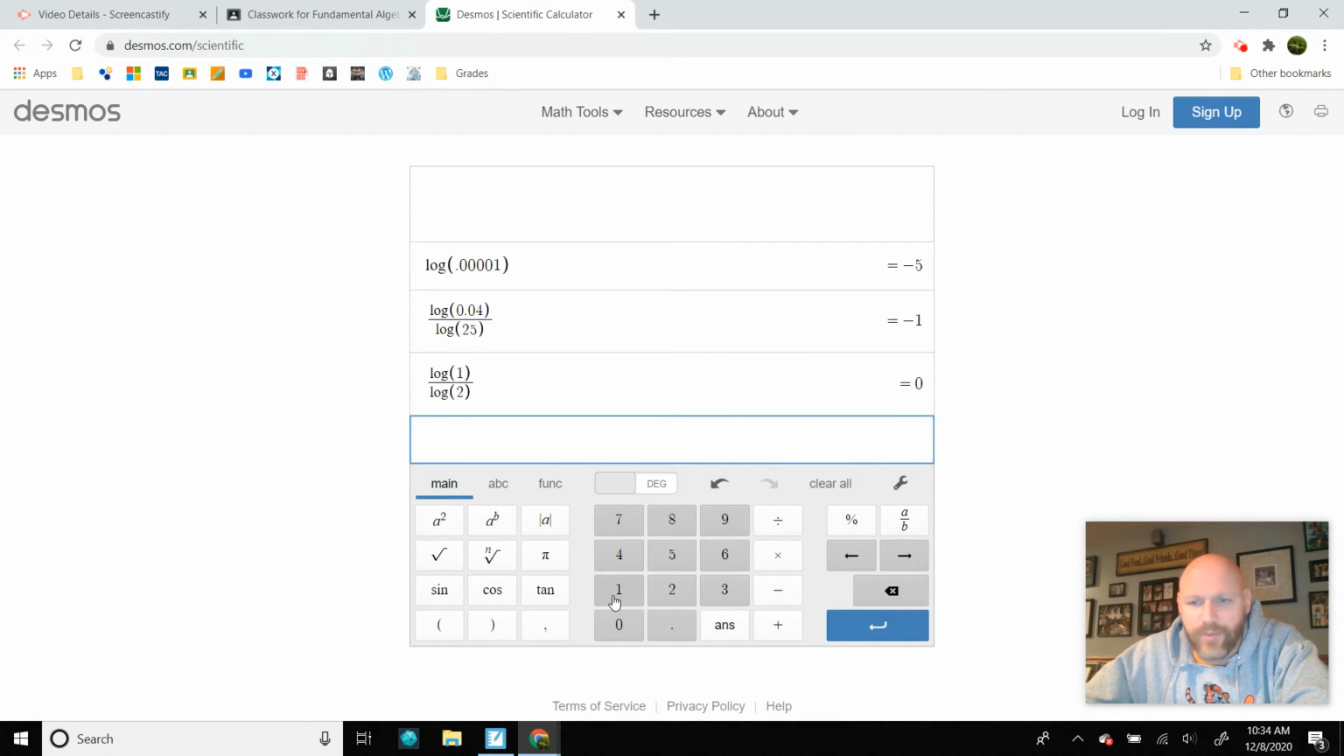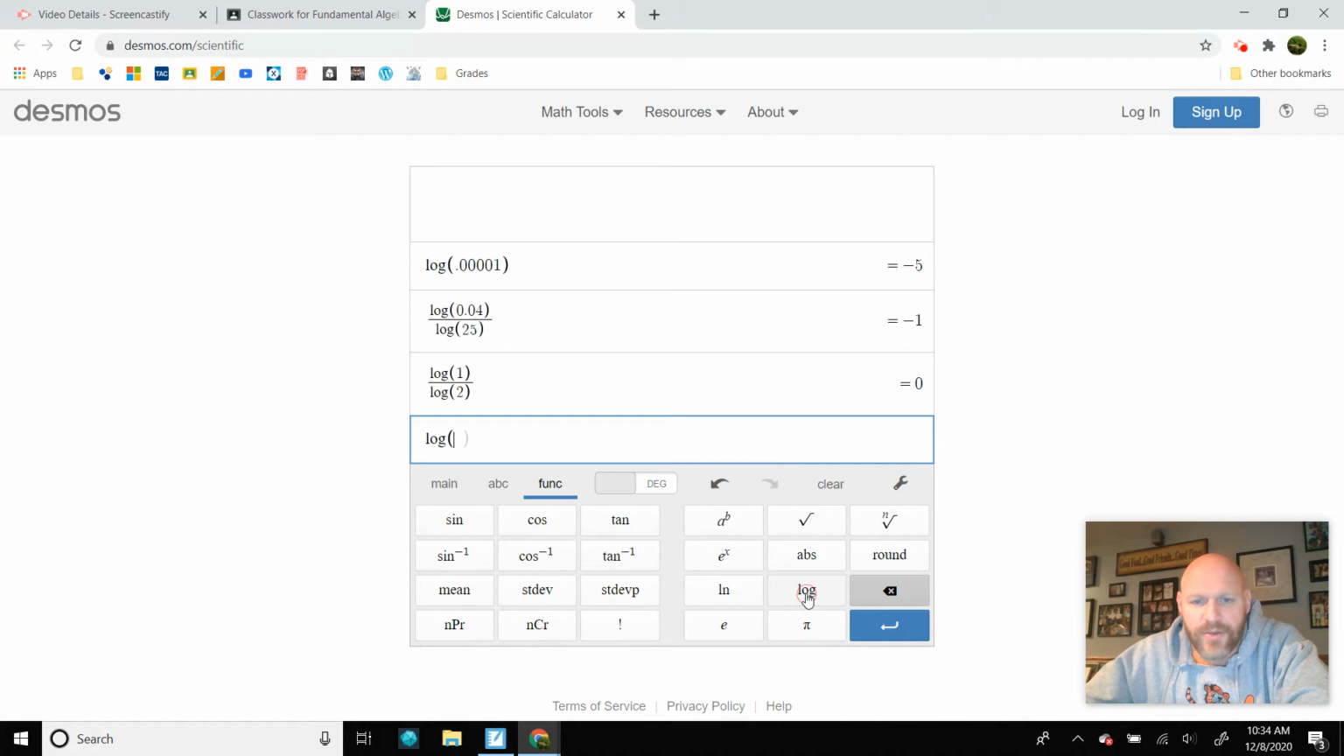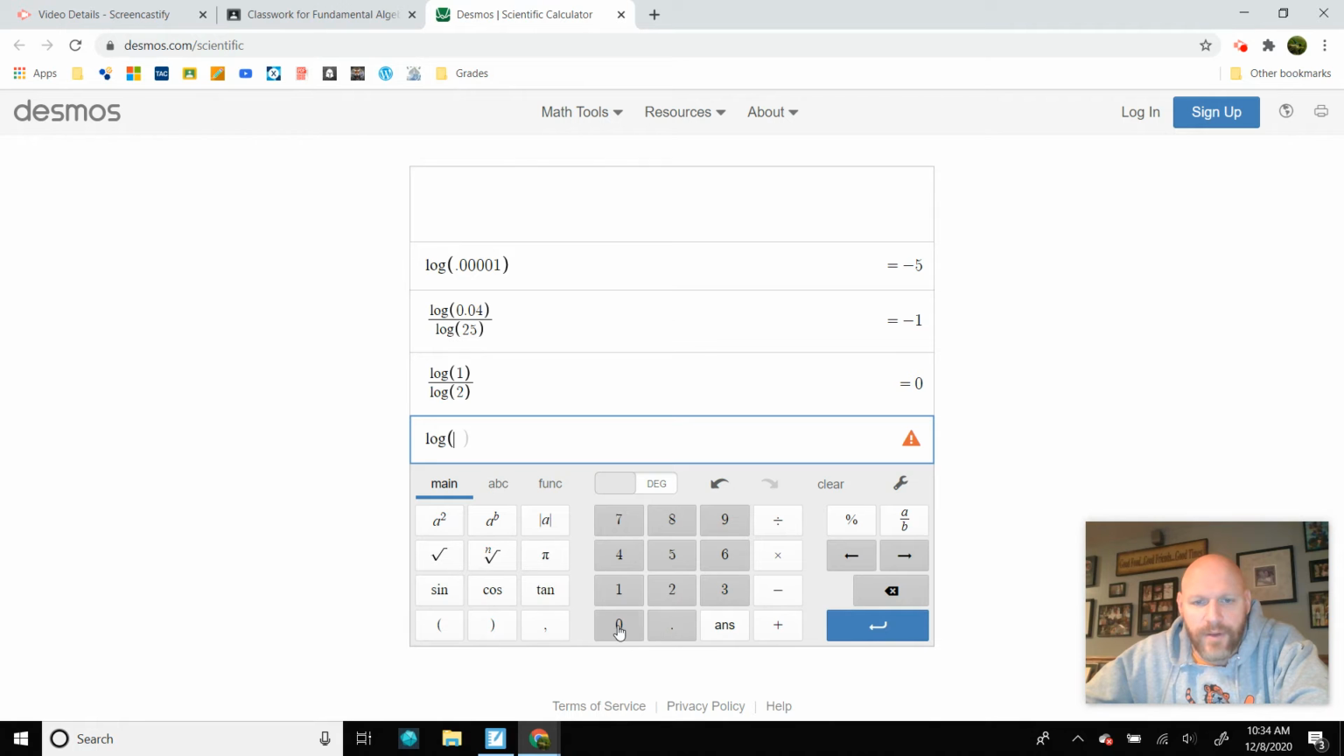Let's try the log of 0.001. That'll be just straight up. There is no base on it. So it was the log of 0.001. And the answer is a -3.